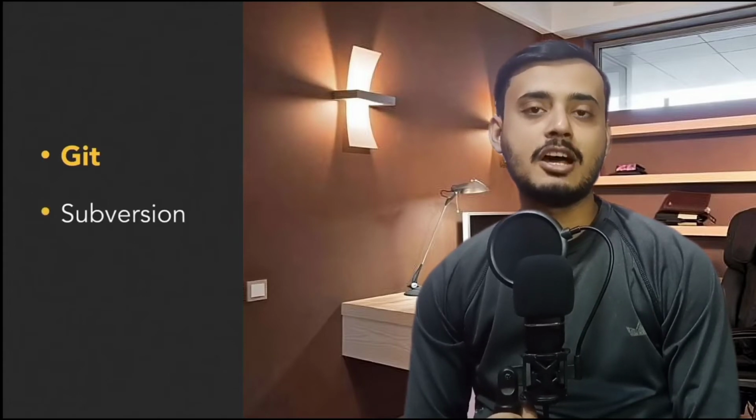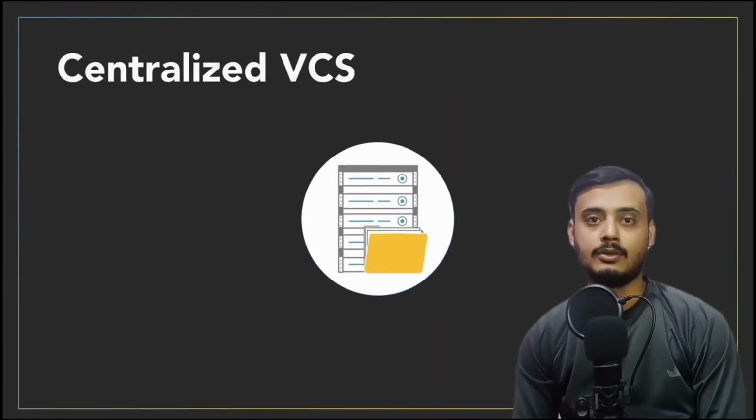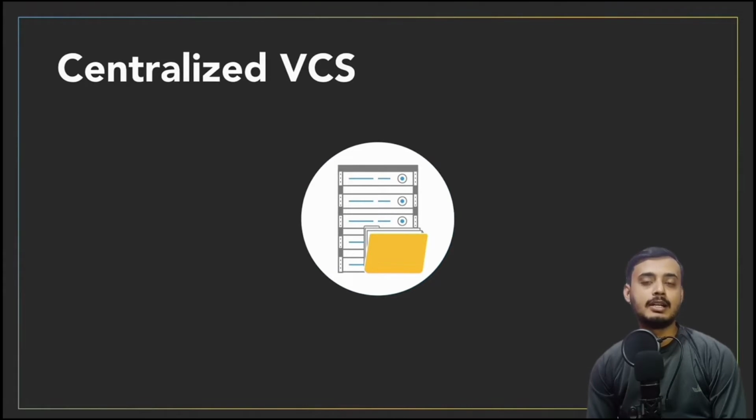What is Git? Git is a version control system, but it's not the only one. There are other popular options such as Subversion or Mercurial. To understand why programmers use Git over other VCS, let's talk about the different types. While all VCS are used to track and create a history of changes, there are some differences depending on the type of model they follow. There are two types of model: centralized and distributed.